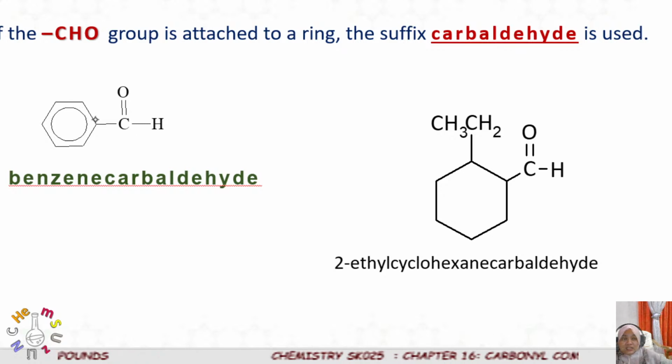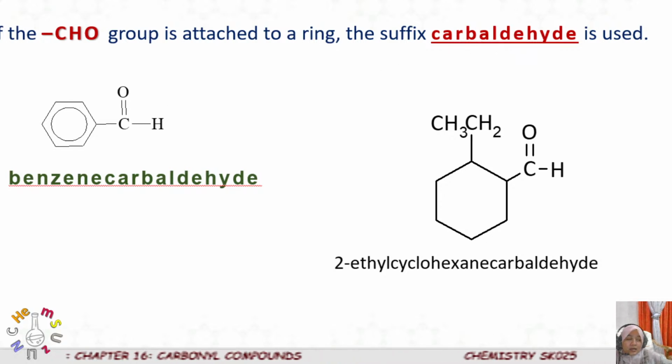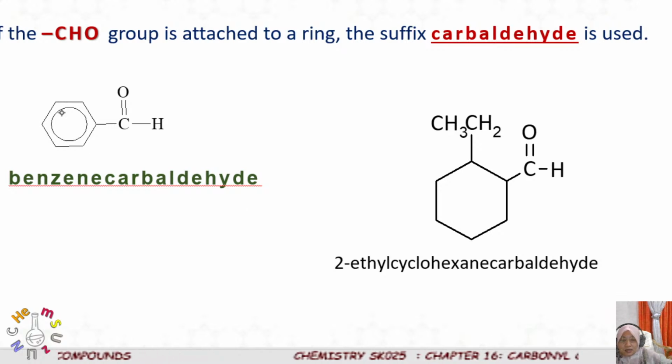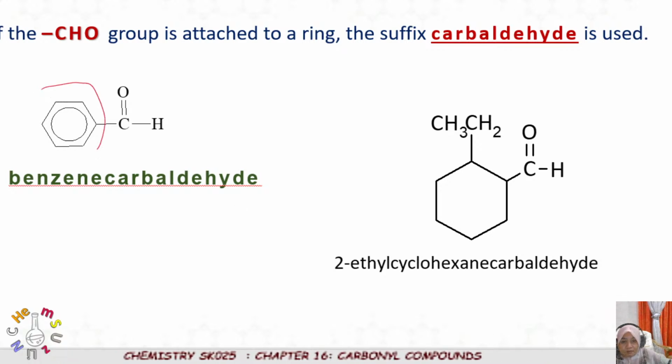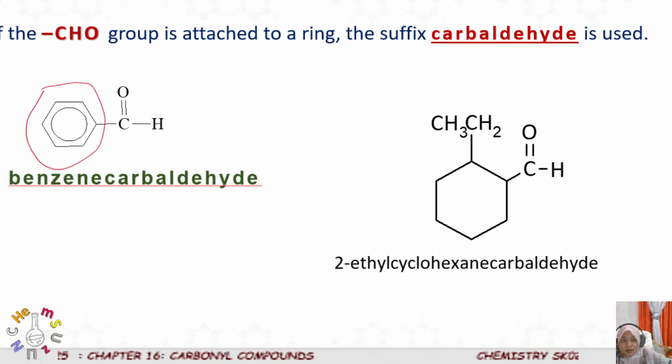If C double bond O is directly attached to the ring, we name it with carbaldehyde as a suffix. Here we have benzene, so this is the aromatic ring. The benzene ring is directly attached to the C double bond O, so we name this benzene carbaldehyde.